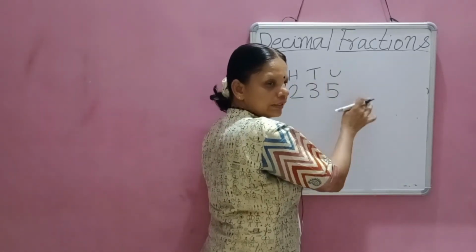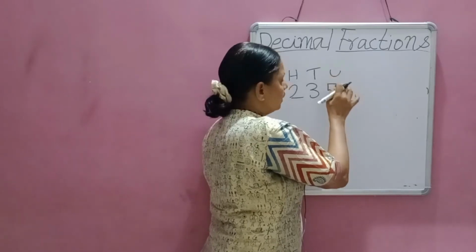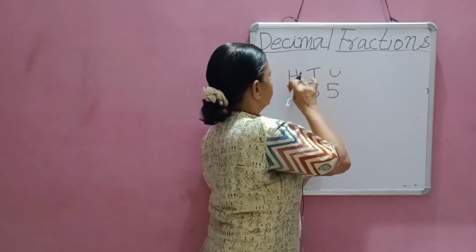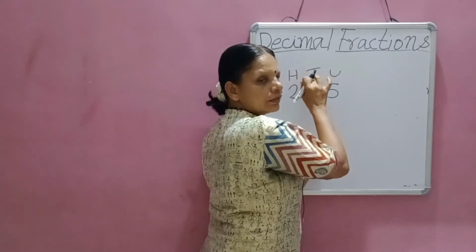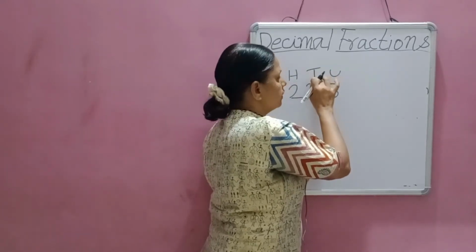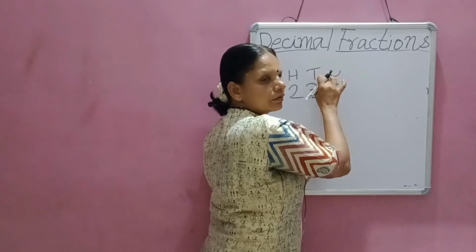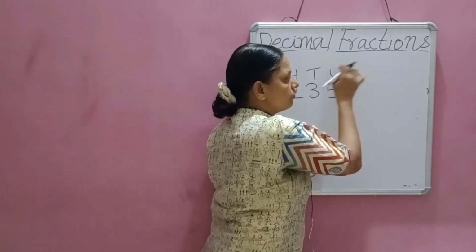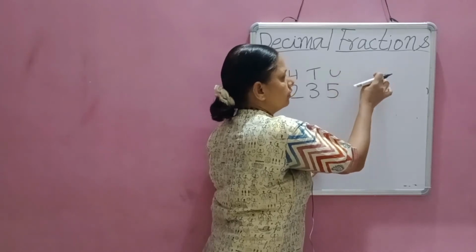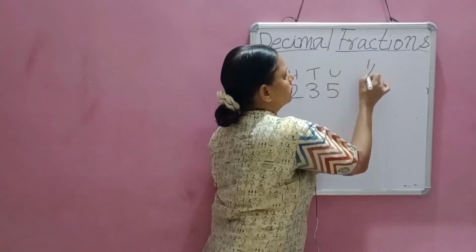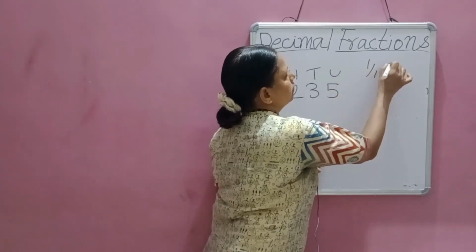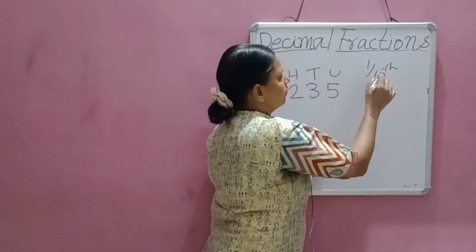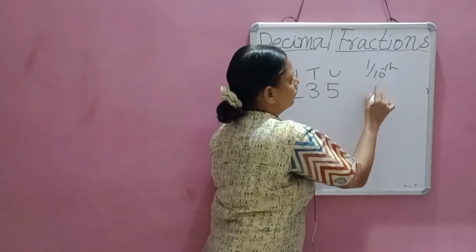From left to right, the place value goes on dividing by 10. 100 divided by 10 is 10. 10 divided by 10 is 1. Again the next will be 1 divided by 10, 1 upon 10th place. If there is a digit, suppose it is 4.